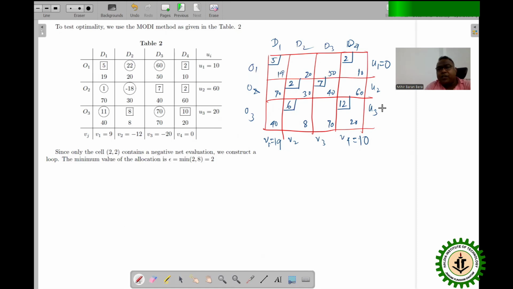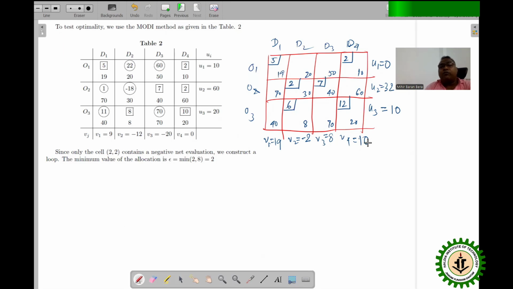As this is 10, you are able to find out U3 must be equal to 10, because U3 plus V4 is equal to 20. It will be as it is, 10. So this will be nothing but our minus 2. As it is minus 2, by this relation you are getting this equal to 32. As this is 32, by this relation you will get this is 8. So you are able to calculate all the Ui and Vj.